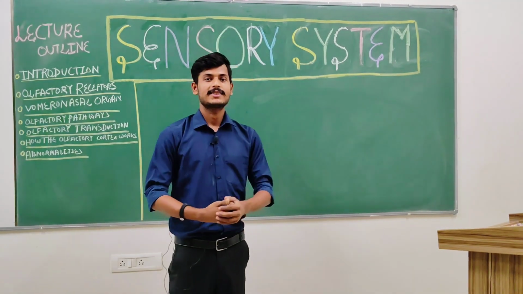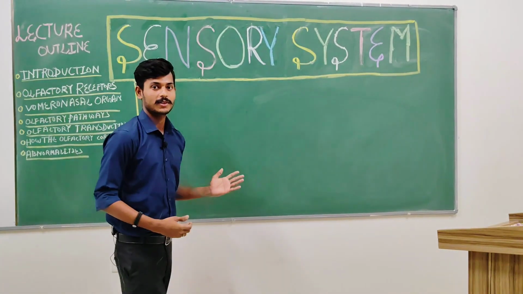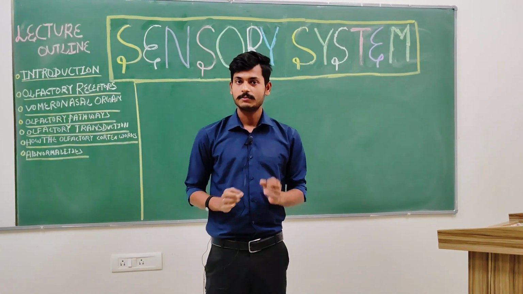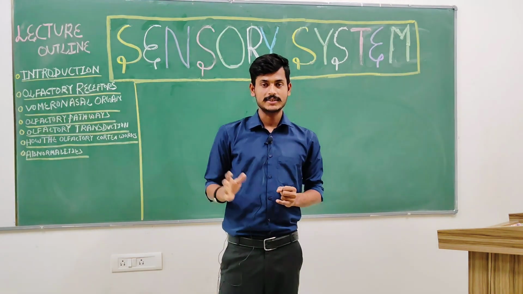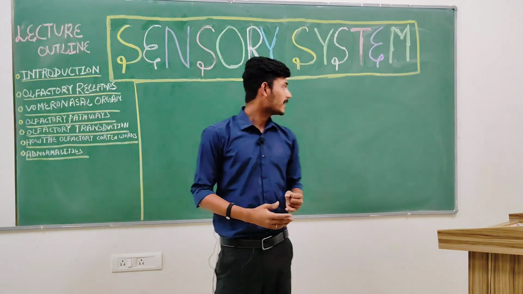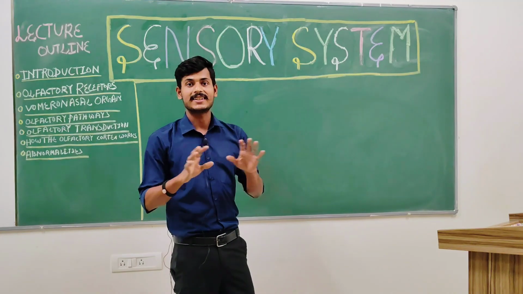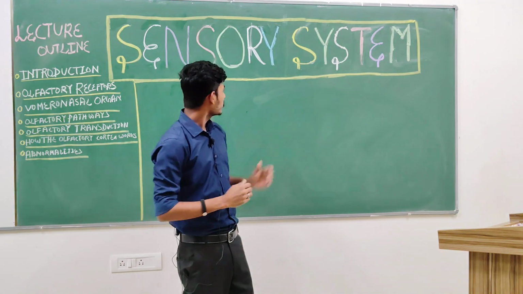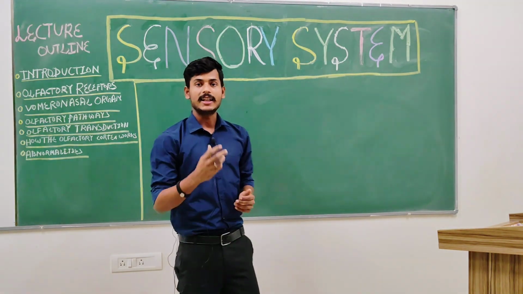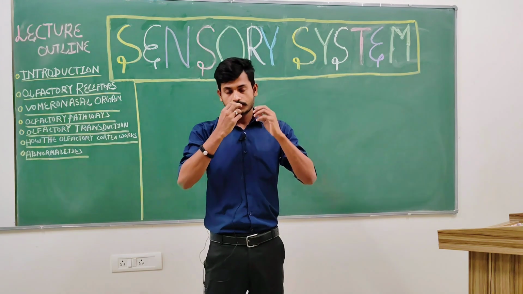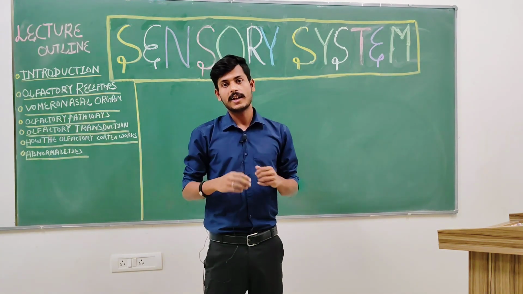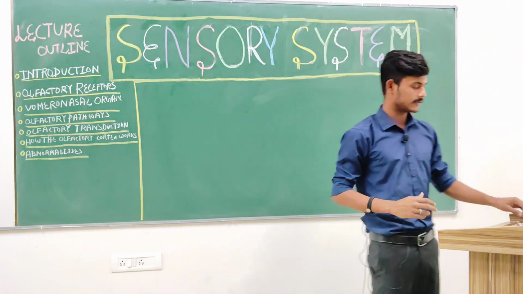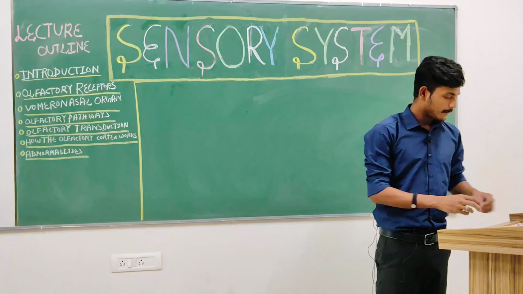We have started a series of lectures on the sensory system. Already we covered the basic introductory part of the sensory system. Then we talked about the receptors, the types of receptors. Then we started discussing the sensations. We covered two systems: the first one is the ear, then we studied the skin. And now today we will start discussing the organ of olfaction.